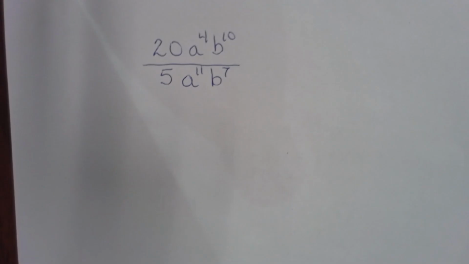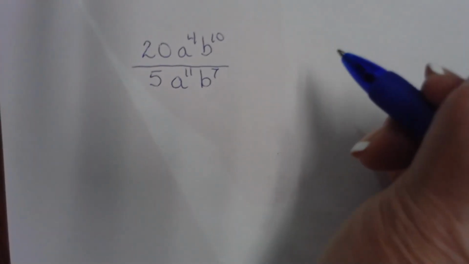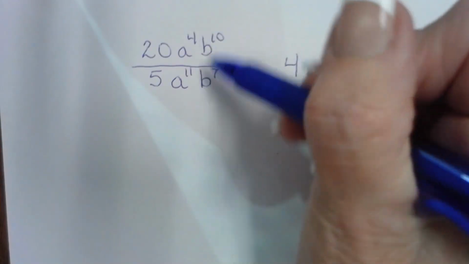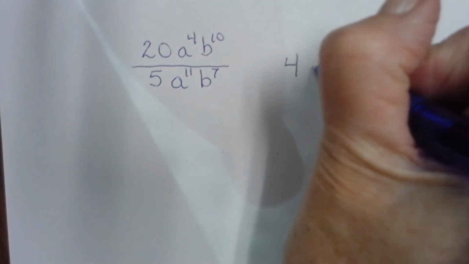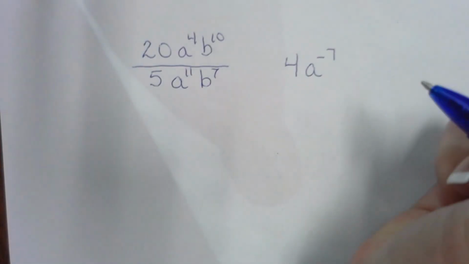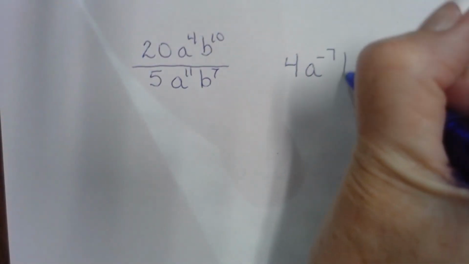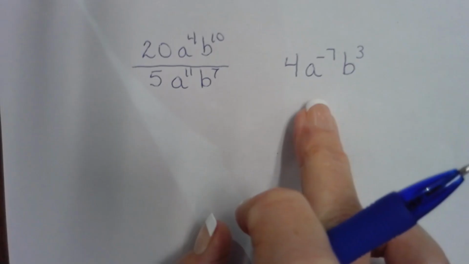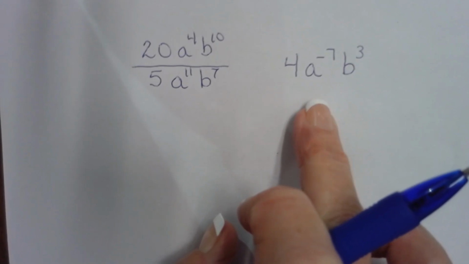20 a to the 4th b to the 10th, divided by 5 a to the 11th b to the 7th. Okay. We did this yesterday, and you guys had no problem with it. Most of you wrote something like this. 20 divided by 5 is 4. And then when you subtracted here, you got 7 and you got a negative 7. And then when you subtracted here, you got b to the 3rd. Okay? Y'all, that is not wrong, but it is not completely simplified.